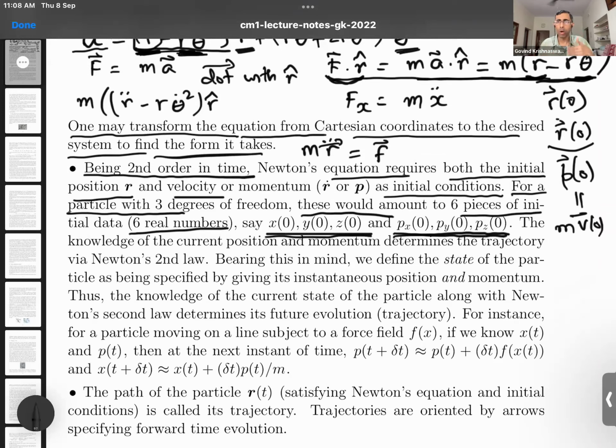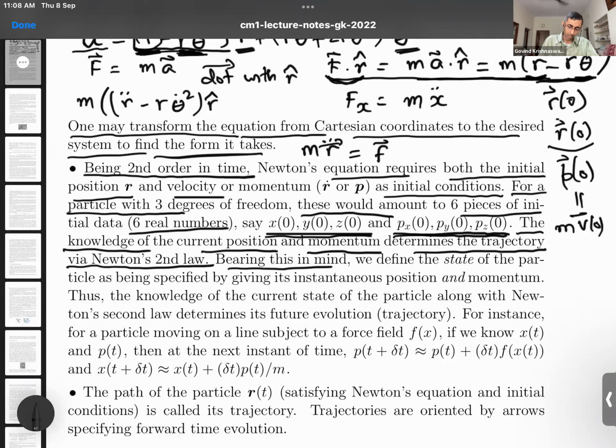When I say solving, I mean evolving Newton's equation forward in time to determine the trajectory. So let me say that a little carefully. The knowledge of the current position and the current momentum determines the trajectory via Newton's second law. Okay, so this is the slogan. I need to know where I am and where I am tending to go in order to find my future. It is not enough to know where I am. Newton's second law is saying that I need to know also where I am tending to go at that instant. It's not enough to know that I'm here. I need to know that I'm moving a little bit this way. Then Newton will take over and tell you where you go.